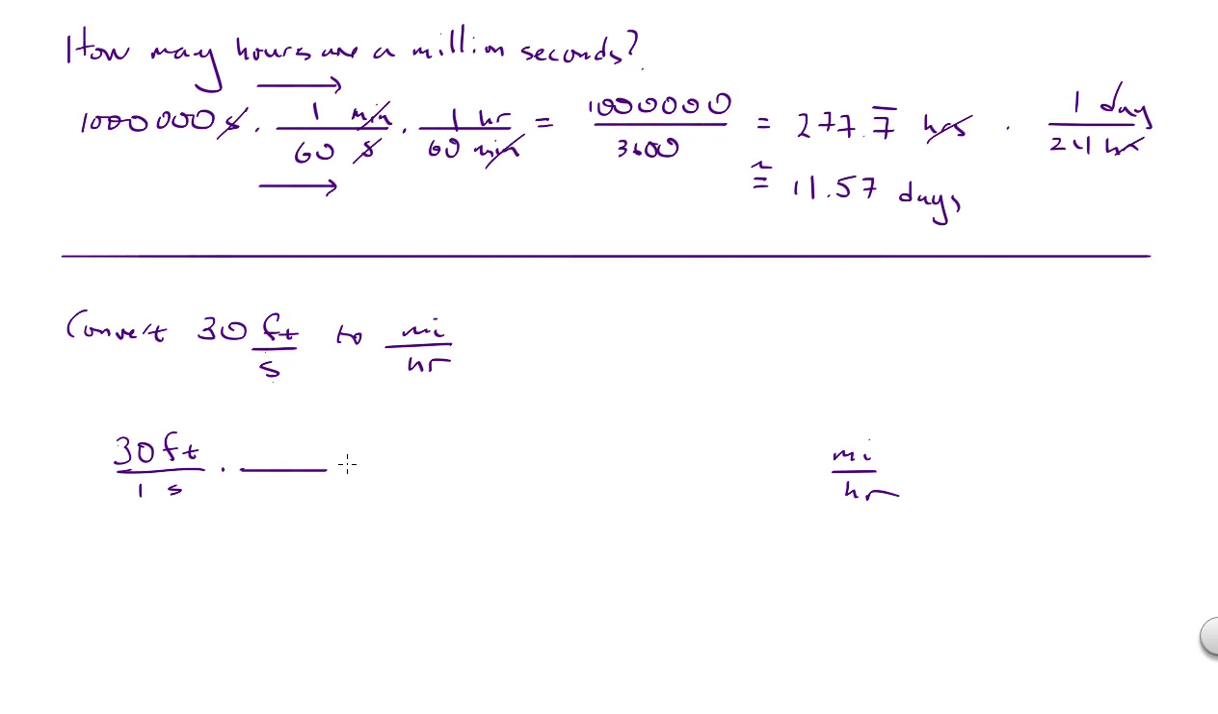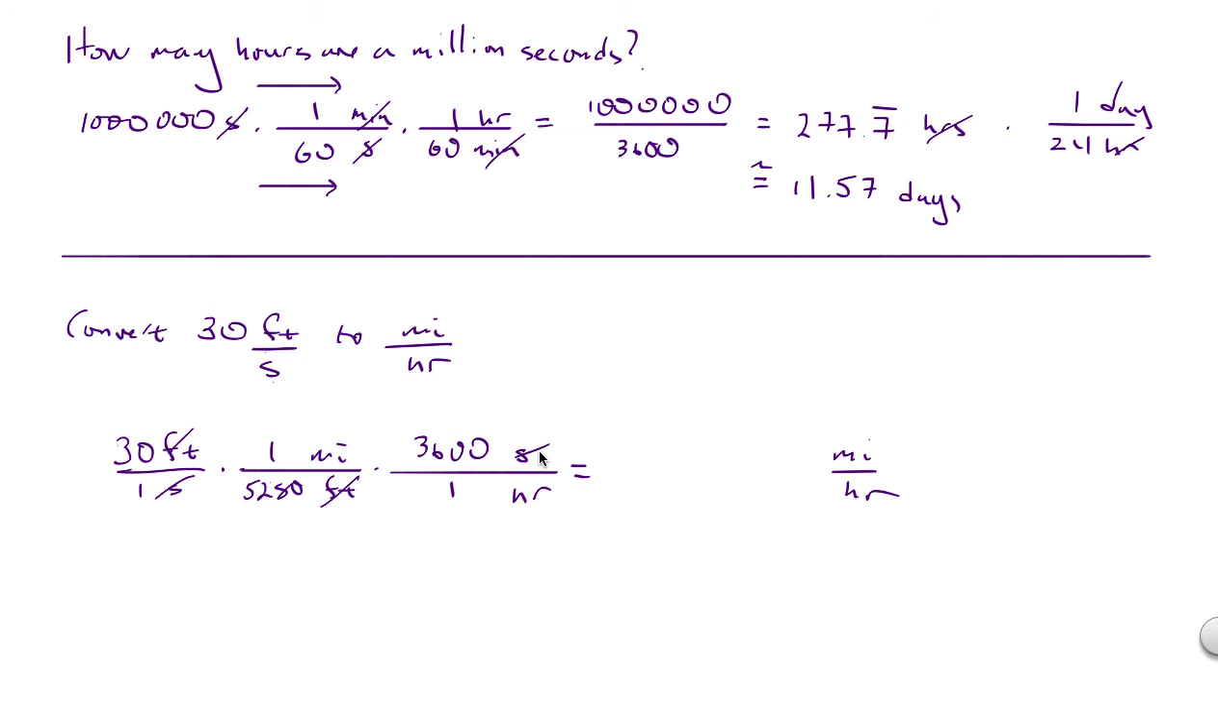Let's convert our feet to miles first. So 5,280 feet is 1 mile. So feet's on the bottom here because I want to cancel with the feet up here. And that will give me miles on top. I want seconds on top and hours on the bottom to cancel off my seconds. So how many seconds are in an hour? Well, we just did that. There's 3,600 seconds in an hour. You could chain two ratios here, 60 seconds per minute and then 60 minutes per hour. That would work too.